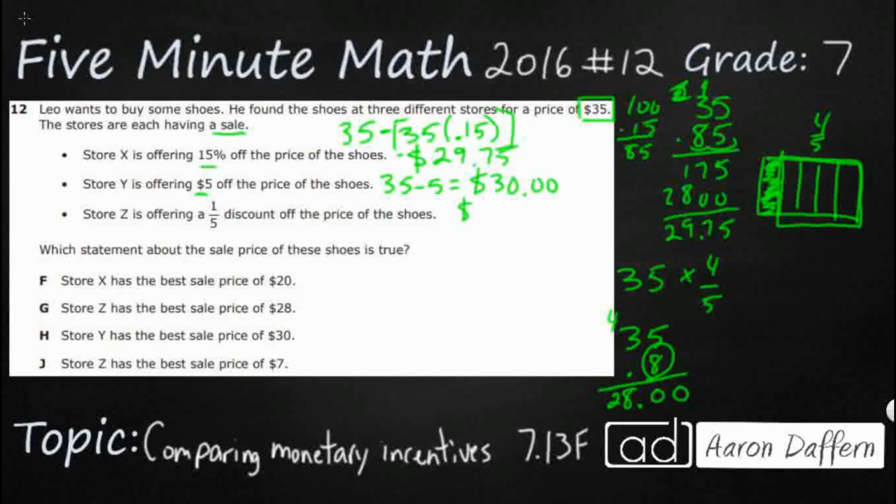But we've got $28. So that fraction looks like that is going to be our best. Best sales price means the lowest. And so we here are going to go with G, $28.